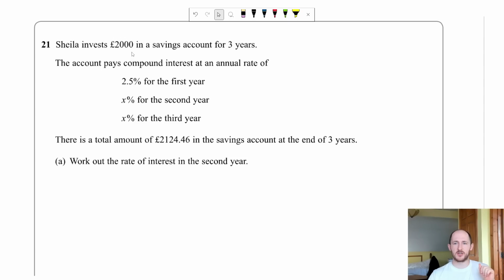So Sheila invests £2,000 in a savings account for 3 years. The account pays compound interest at an annual rate of 2.5% for the first year and then x% for the second and third. There's a total amount of £2124.46 in the savings account at the end.